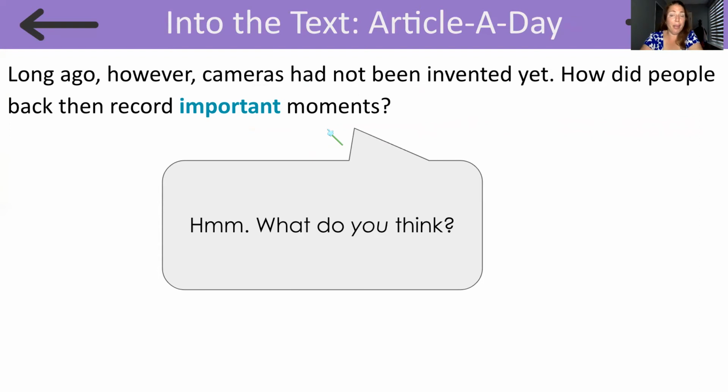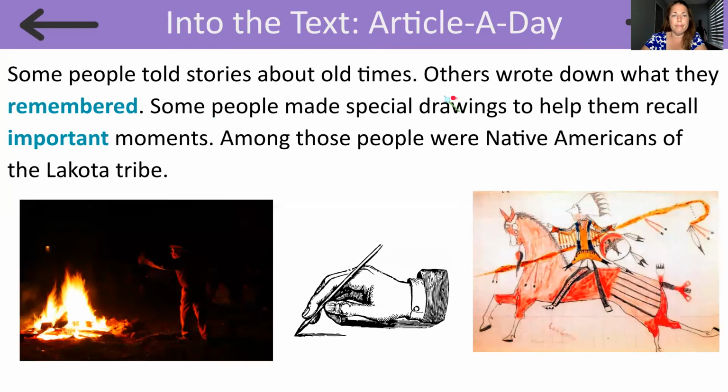Let's see if we can find out more about this. How did they record important moments? Because cameras had not been invented. Some people told stories about old times. Others wrote down what they remembered. Some people made special drawings to help them recall important moments.